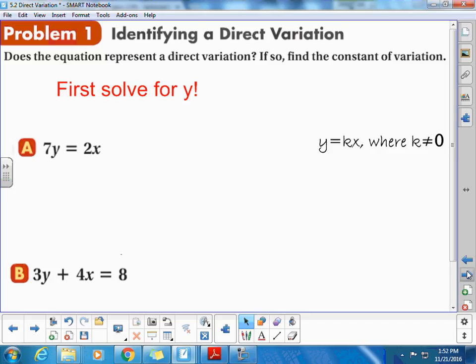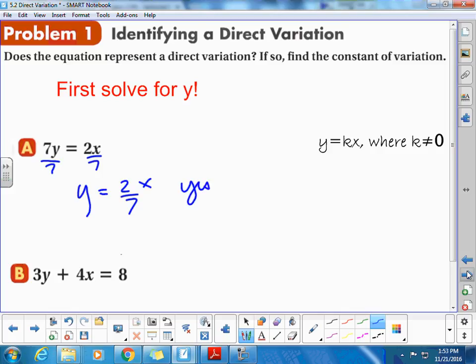So how do we identify direct variation? Remember, it has to be in the form y equals kx. First you have to solve for y. In this case, we divide by 7, and I get y equals 2x over 7. Is that y equals kx? Yes. Our constant k is 2 sevenths, so this is a direct variation. Let's look at the next one.